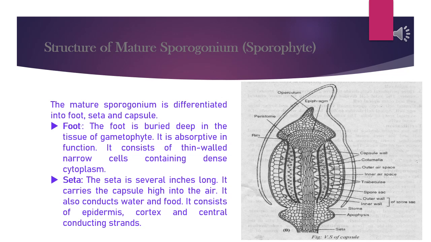The next part is the seta. It is several cells long. It carries the capsule high into the air. It also conducts water and food, so it acts as a conducting tissue.